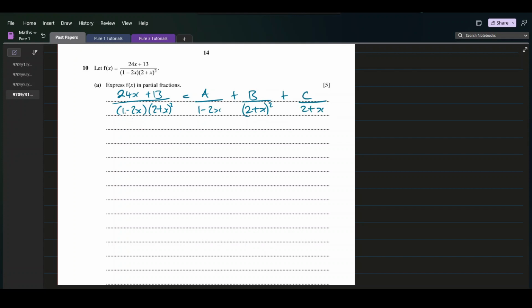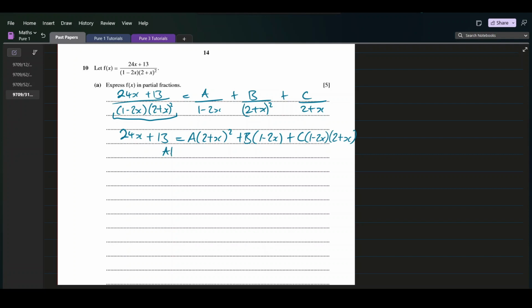So let's multiply by the denominator to get rid of all the denominators. So this will become 24x plus 13 is equal to a times 2 plus x squared plus b times 1 minus 2x plus c times 1 minus 2x and then 2 plus x.